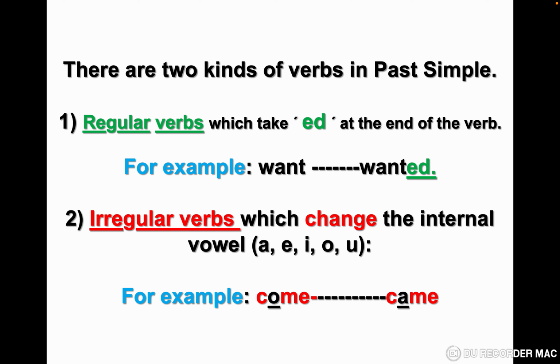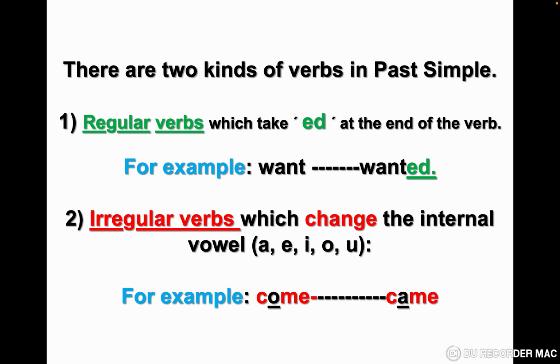So the vowels are A, E, I, O, U. So for example, verb come. The internal vowel, it's not E, it's final at the end. So we speak about O. We are going to change the internal vowel, O to A. So the present is come, but the past is came.